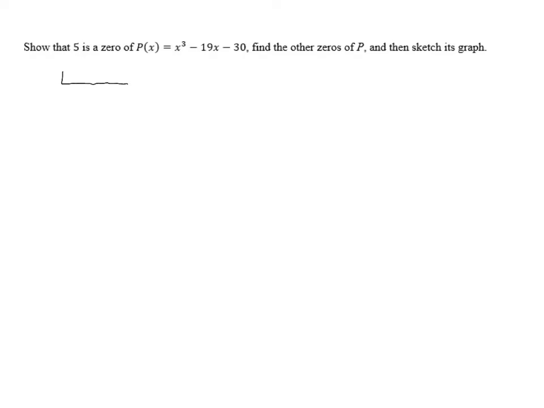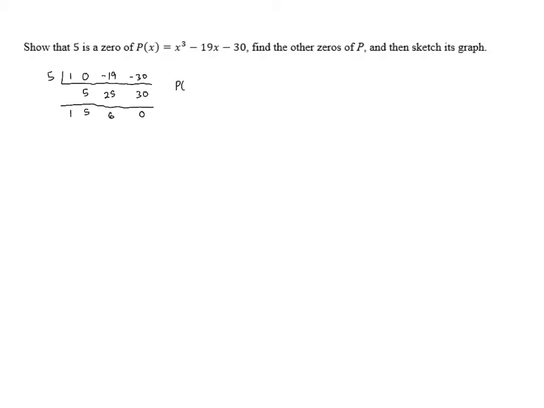The coefficients of the polynomial are 1, 0, because there's no x squared term, negative 19, and negative 30. We put 5, our potential 0, on the outside, and we go through synthetic division, hoping to get a remainder of 0. So we bring down the 1, we multiply and add, we multiply and add, we multiply and add, and sure enough we get a remainder of 0. This tells us that 5 is a 0.